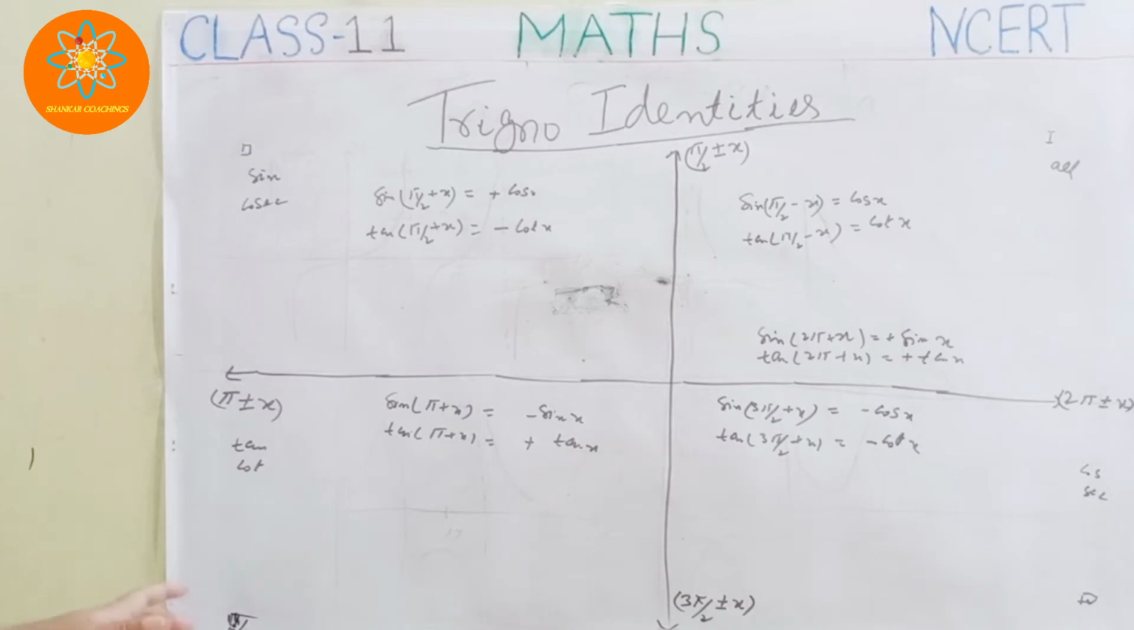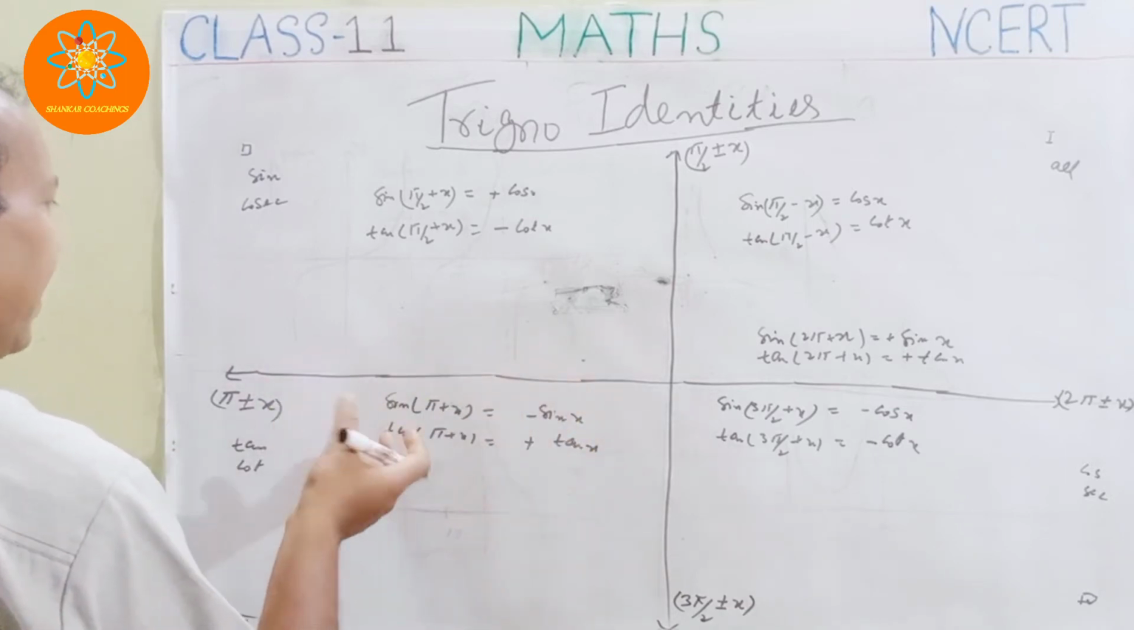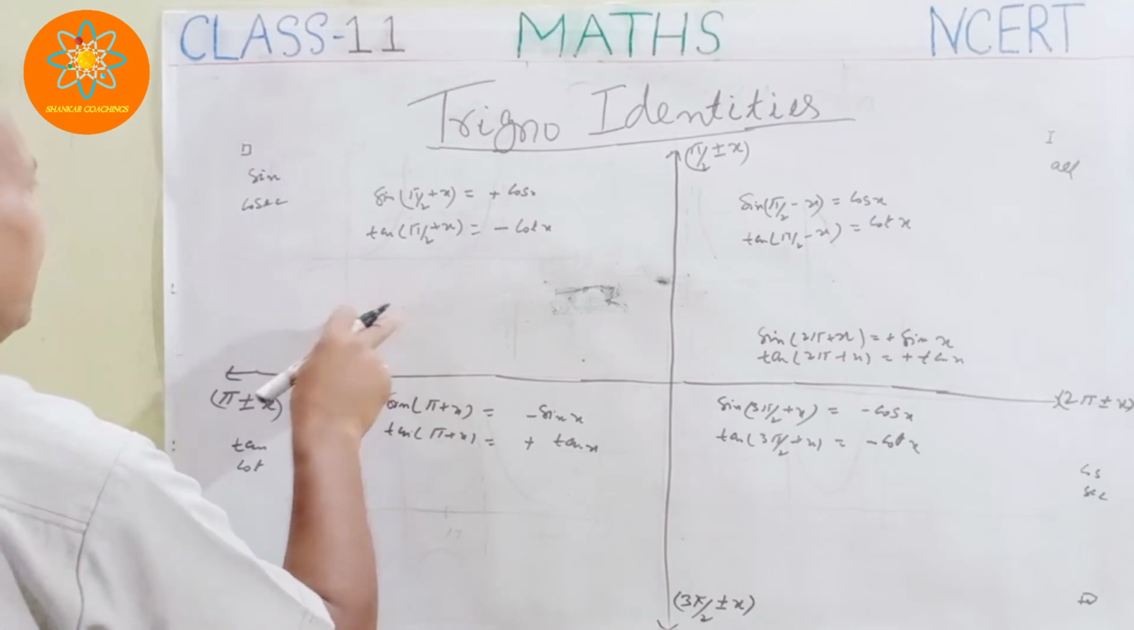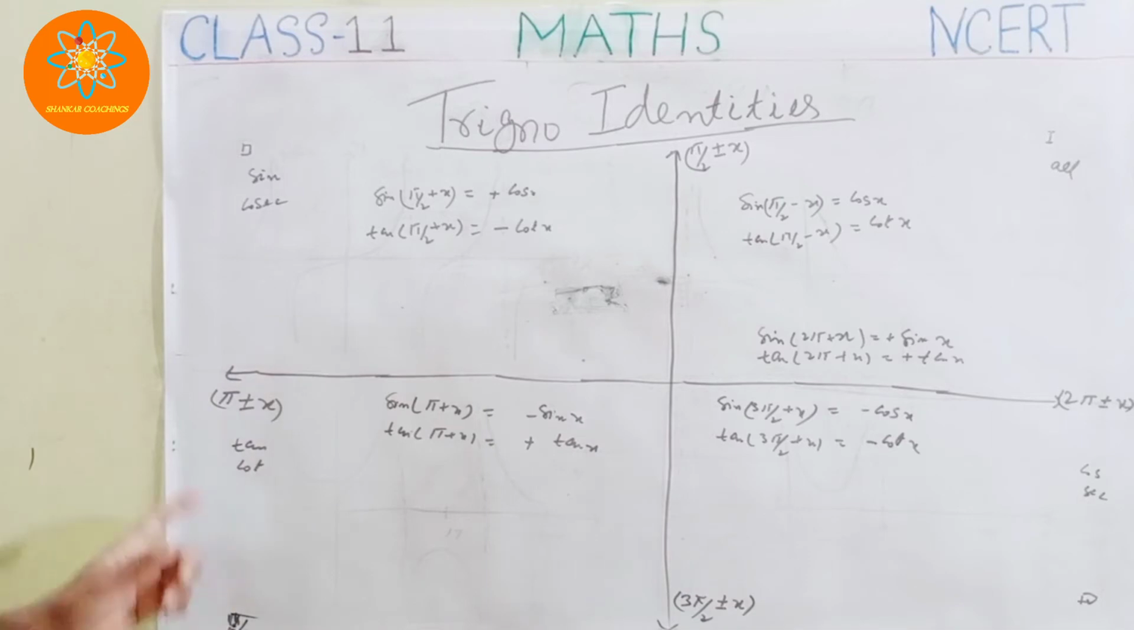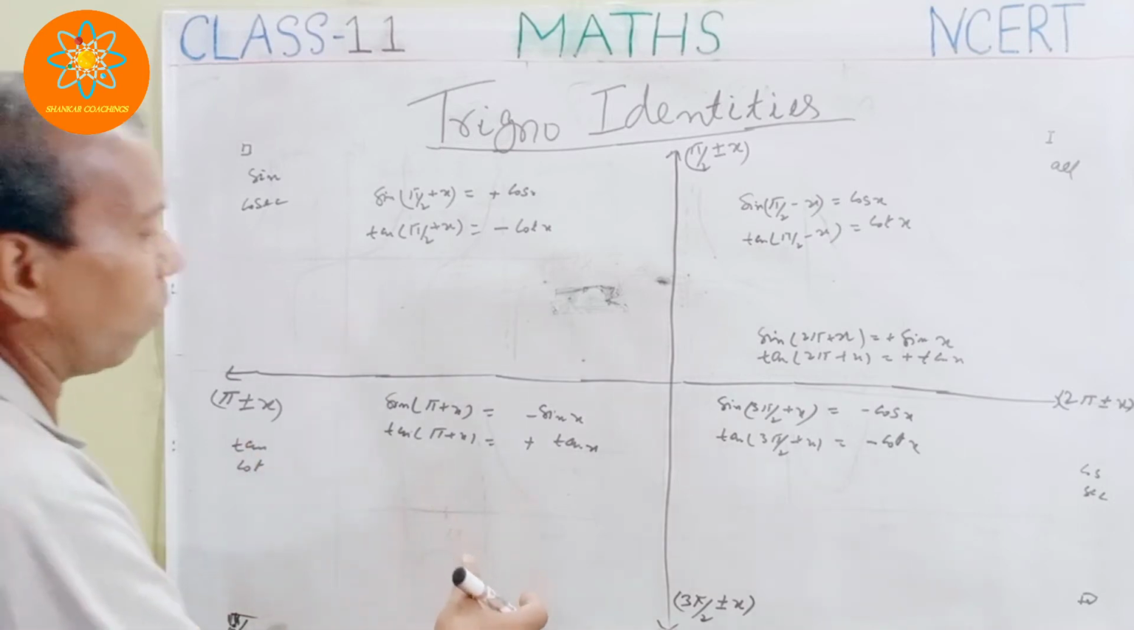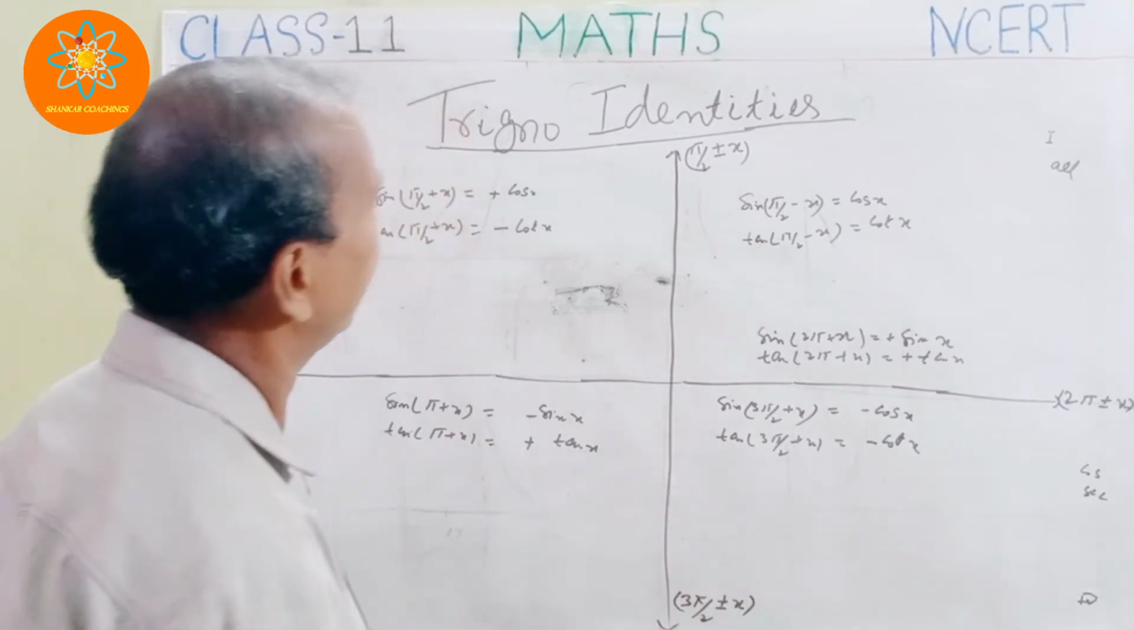Let's suppose I am taking sine(pi minus x). Pi minus x will be in the second quadrant, and it will not change, so it will be sine x. In the second quadrant, sine and cosec will not change. So sine(pi minus x) is nothing but your sine x. Likewise, you can find any other trigonometric identity.